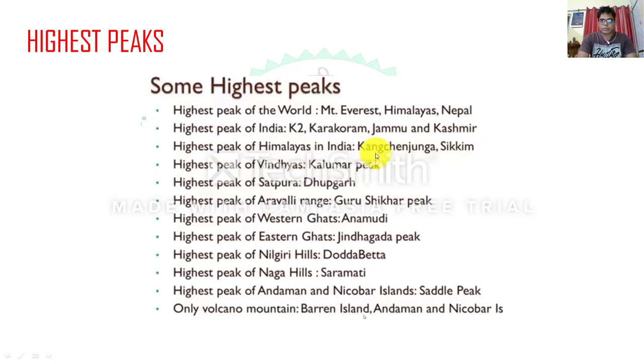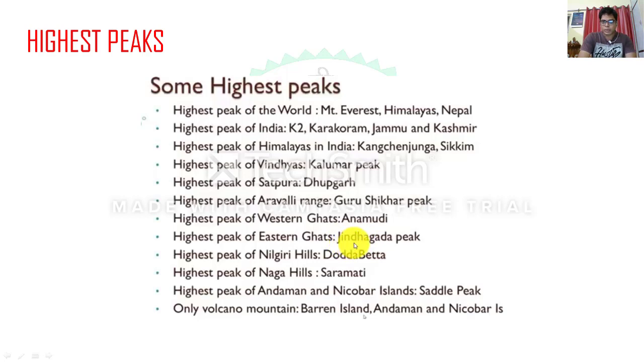The highest peak in India is Kanchenjunga, located in Sikkim. The highest peak of the Vindhyas, we will discuss later. The highest peak of the Satpura is Dhupgarh, and the highest peak in the Aravalli range is Guru Shikhar. And the highest peak of the Western Ghats is Anaimudi. Anaimudi is about 2900 meters.